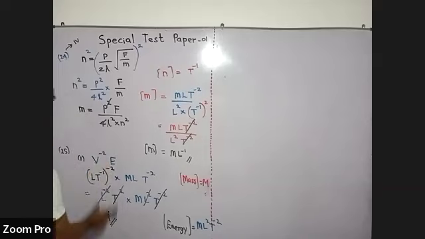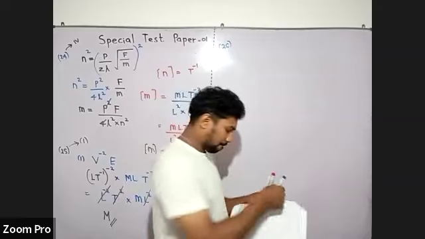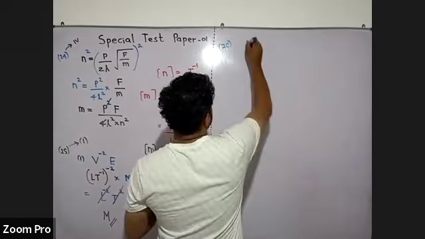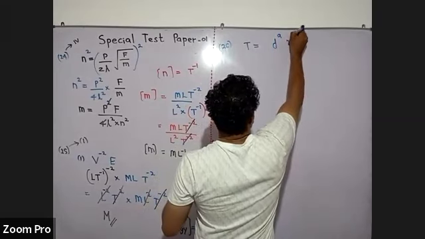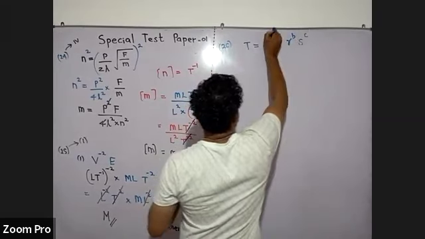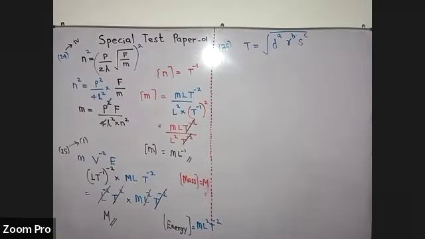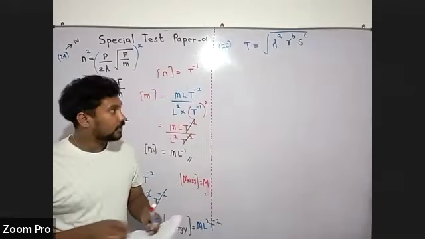Okay. Now in the 26th question, if the time period T of a drop of liquid of density d, radius r and vibrating under surface tension S is given by the formula T equals root of d to the power A, r to the power B, S to the power C. If A is minus 1, and C is plus 1, then we have to find the value for B.